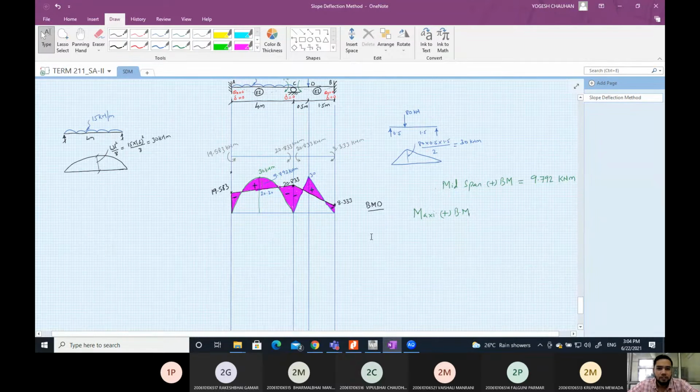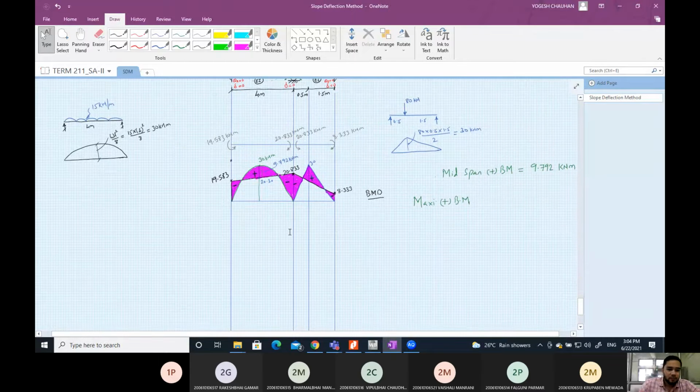Now another way of drawing the shear force and bending moment diagram is: we have this moment here, this is 19.583, this is 20.833, this is again 20.833 kilonewton meter and 8.333 kilonewton meter. Now you find the shear force also.